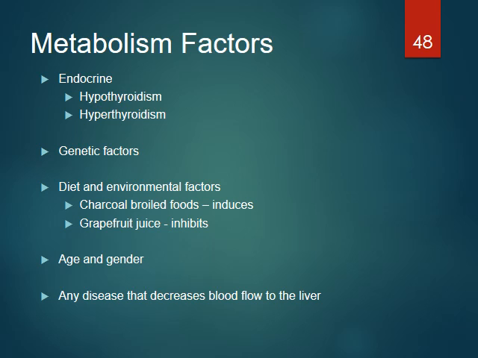Lots of things like diet and environmental factors can be important here as well. So things like charcoal broiled foods can actually induce certain CYP enzymes, whereas things like grapefruit juice might inhibit them. So it's important to keep in mind your food-drug interactions here. Age and gender can be important here as well. Especially when we talk about neonatal pharmacology, we'll talk about how newborns really have underdeveloped CYP enzymes and are not able to metabolize a lot of drugs very effectively because their livers just aren't that developed yet. And then any kind of disease that decreases blood flow to the liver can impair metabolism.